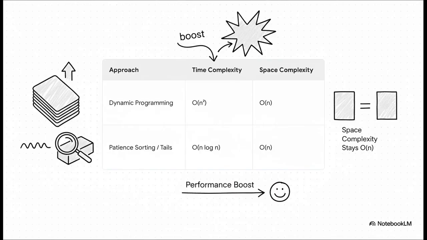And here's the payoff for all that cleverness. By using this tails array and using a binary search to figure out where each new number goes, which is super fast, we slash the time complexity from O of n squared all the way down to O of n log n. And the space complexity stays the same. So we get this massive boost in speed for basically free.